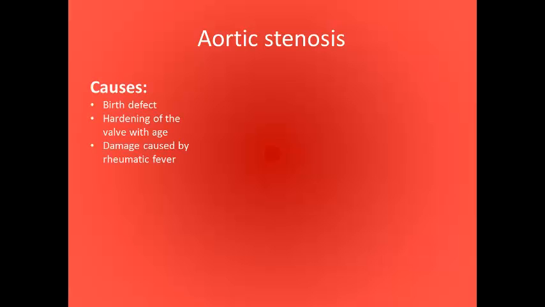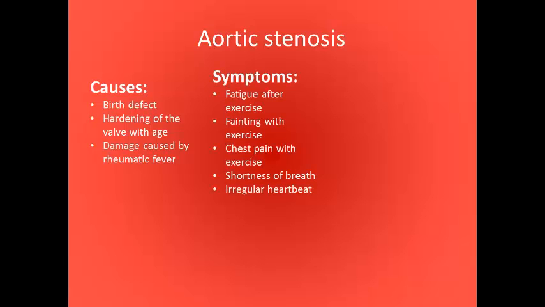The cause of this is usually a birth defect, sometimes occurs with hardening of the valve with age, and it can also be damaged during an illness called rheumatic fever, which thankfully is very rare these days. And the symptoms that a person would experience include fatigue after exercise, fainting with exercise, chest pain with exercise, shortness of breath, and irregular heartbeat. These are all due to the fact that oxygenated blood cannot get to various parts of the body as quickly as it normally would, or even at sufficient pressure that it would normally be under. So, for example, fainting would be caused by not enough oxygenated blood getting to the brain.